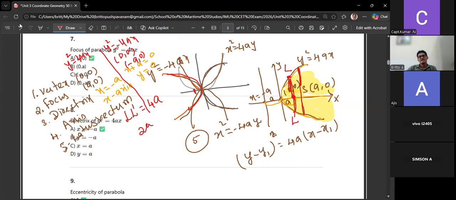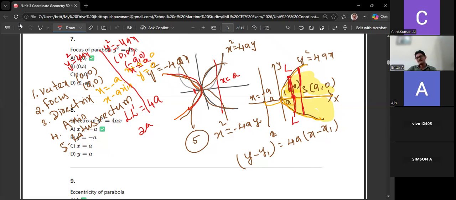The directrix for this parabola should be on the right side of the y-axis, parallel to the y-axis. So that line should pass through a. So x equals plus a. Here x equals minus a. But for the parabola y squared equals minus 4ax, the directrix is x equals plus a, which you can write as x minus a equals 0.